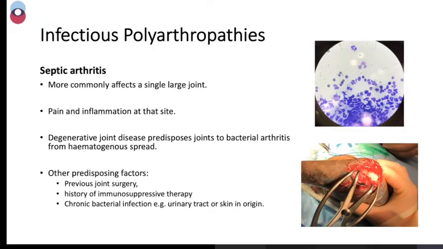And then something that's really important to make sure we distinguish from our immune-mediated forms of polyarthritis is septic arthritis. So typically this will only affect one joint, but it can be seen in multiple joints, and tends to be associated with quite dramatic pain and inflammation at that site. But it is something that we see more commonly in joints that are already damaged, so ones that have had previous surgery, or in cases of degenerative joint disease, so sort of really bad elbows or hips may be predisposed to bacterial arthritis, or if we have an animal that's had a chronic bacterial infection, so a chronic pyoderma or urinary tract infection, it's something that we should definitely think about.